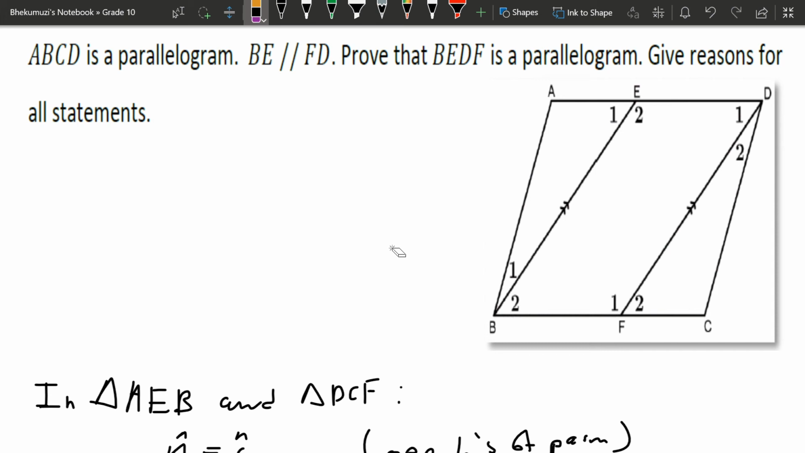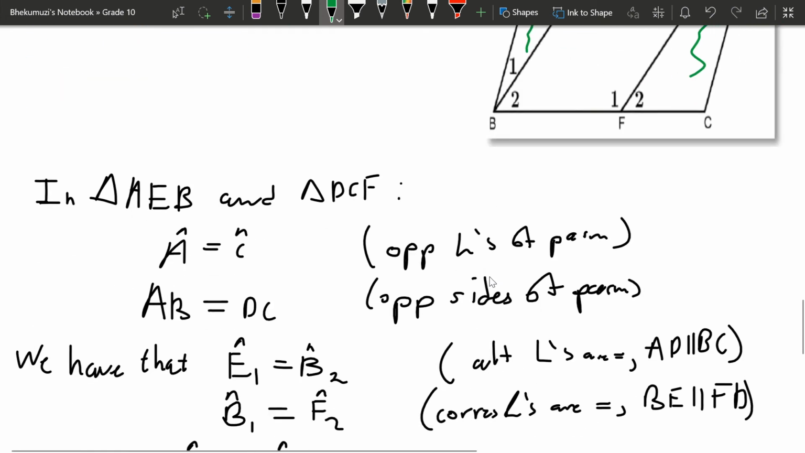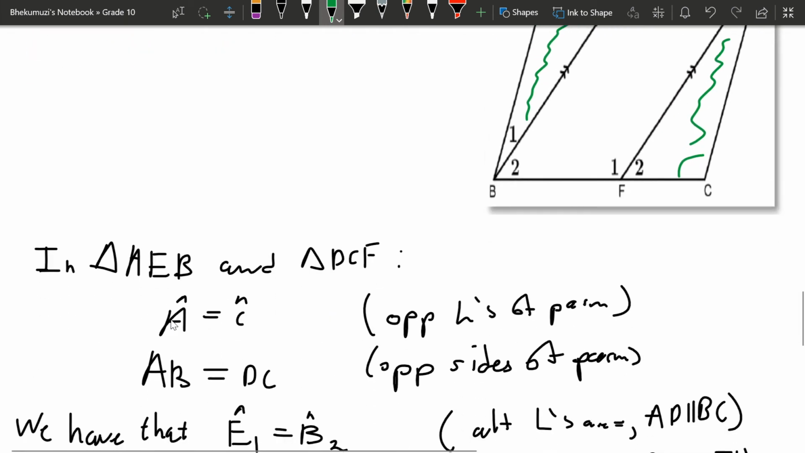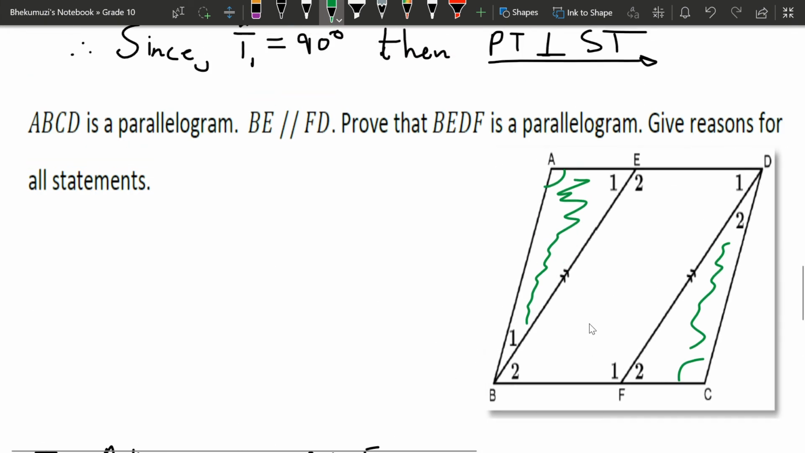What we can do at this point in time is to actually prove that this triangle here, AEB and DFC, are congruent. So let's prove that they are congruent. Automatically, the bigger shape, which is ABCD, is a parallelogram, meaning that this angle here is supposed to be equal to that angle there. Therefore, we have A is equal to C, which is opposite angles of a parallelogram, right?